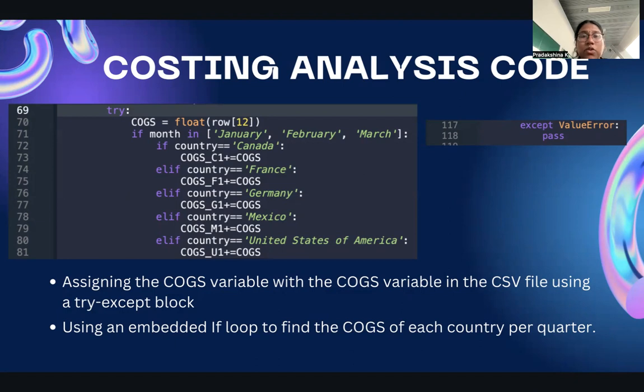Then, making use of if loops, I first checked whether the transaction was carried out in January, February, or March, which are the quarter one variables. And if this condition was met, the loop checked the country where the transaction was carried out before adding the cost of goods sold value to that country's quarter one variable. The same logic has been used for quarter 2, 3, and 4 as well.